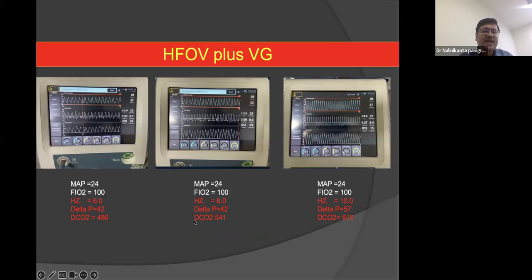Remember, in the different examples I have shown, mean air pressure was 24, 24, 24 with 100% effort in a term PPHN baby. But the first example had frequency 6, the second frequency 8, and the third frequency 10. You can see it here. When we are choosing VG, we are choosing different frequencies. The delta P alters a little bit, but the DCO2, which reflects the tidal volume of the minute ventilation, is lower with lower frequency and higher with higher frequency, with little variation in VG. By bedside application, you will learn it better. I am just introducing this concept to remember.